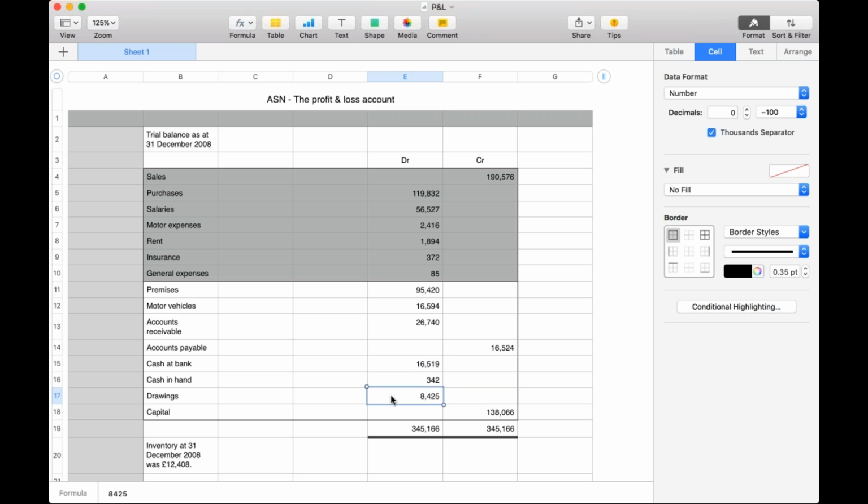And then we've got drawings, so this is money that's taken out by the owner, so that's always a debit as well. And finally, we've got the capital account, so that's money put into the business by the owner, so that's always going to be a credit balance. So that's the capital account.